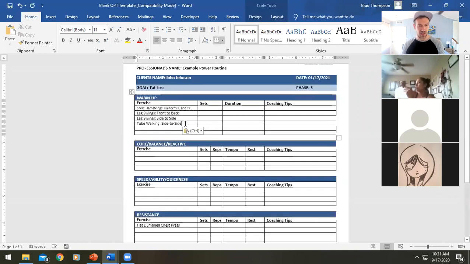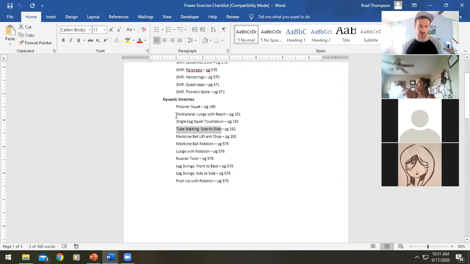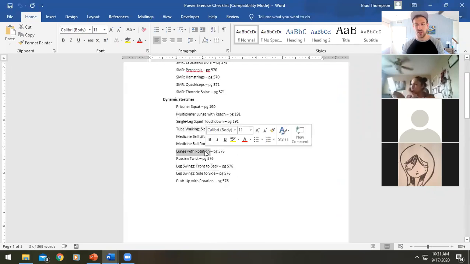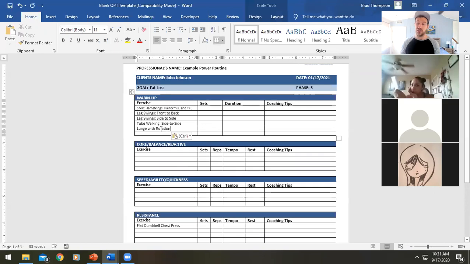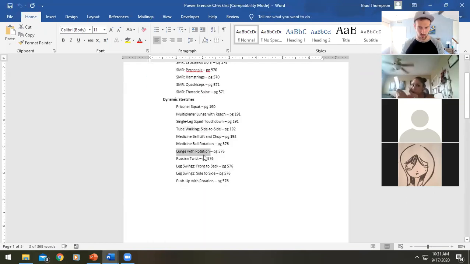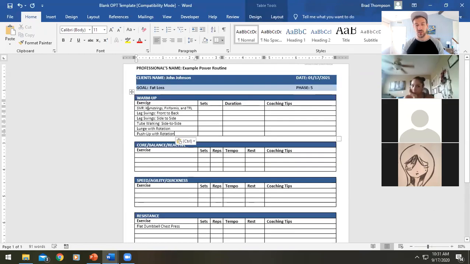I'm then finally going to end this with, let's say, 2 more. Let's go with a lunge with rotation. That's going to be good for my TFL because I'm going to rotate away from that TFL. And finally, let's get some upper body in there. Let's get a push up with rotation. I know it's not really too related to any of this stuff, but we got to get a little upper body, right?